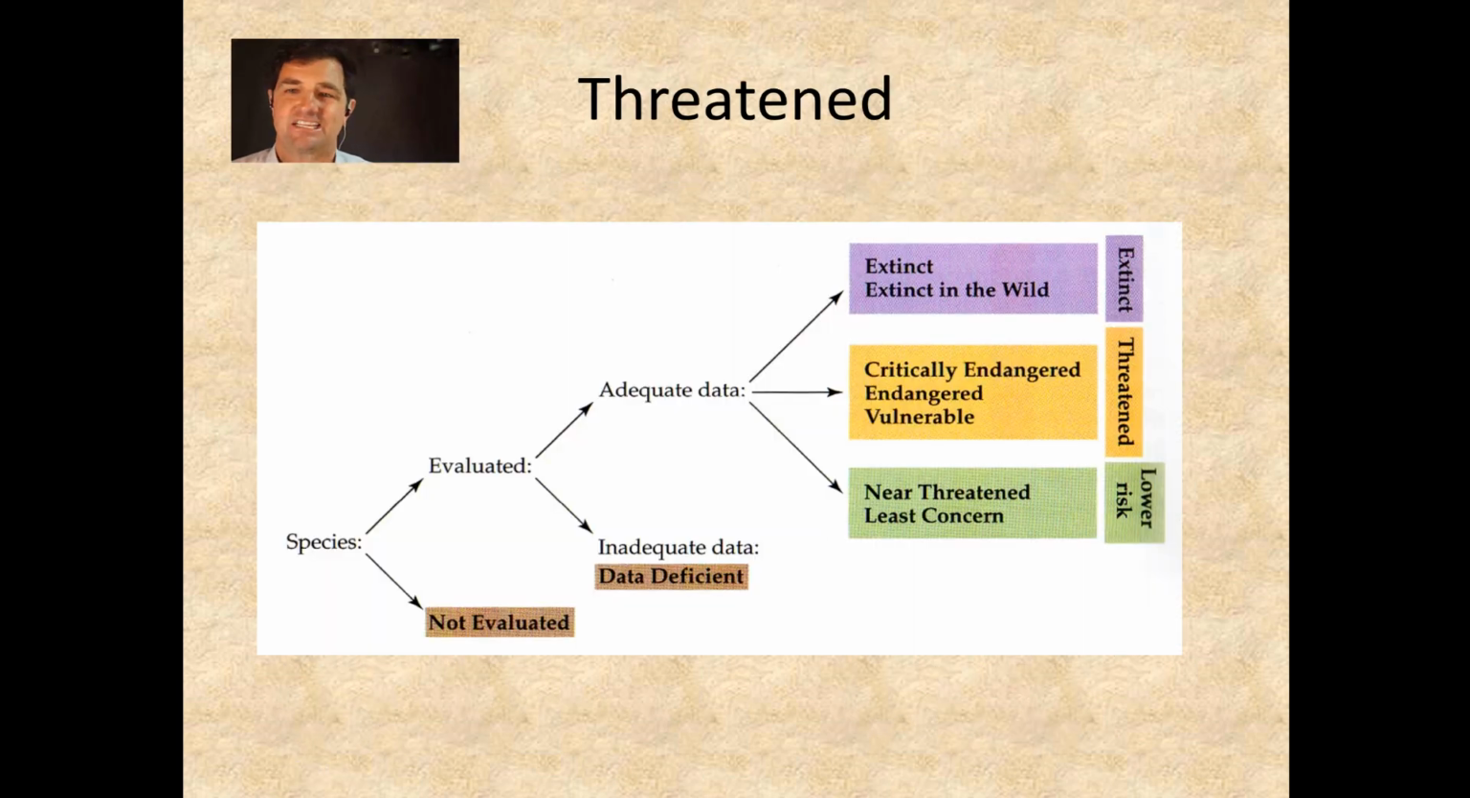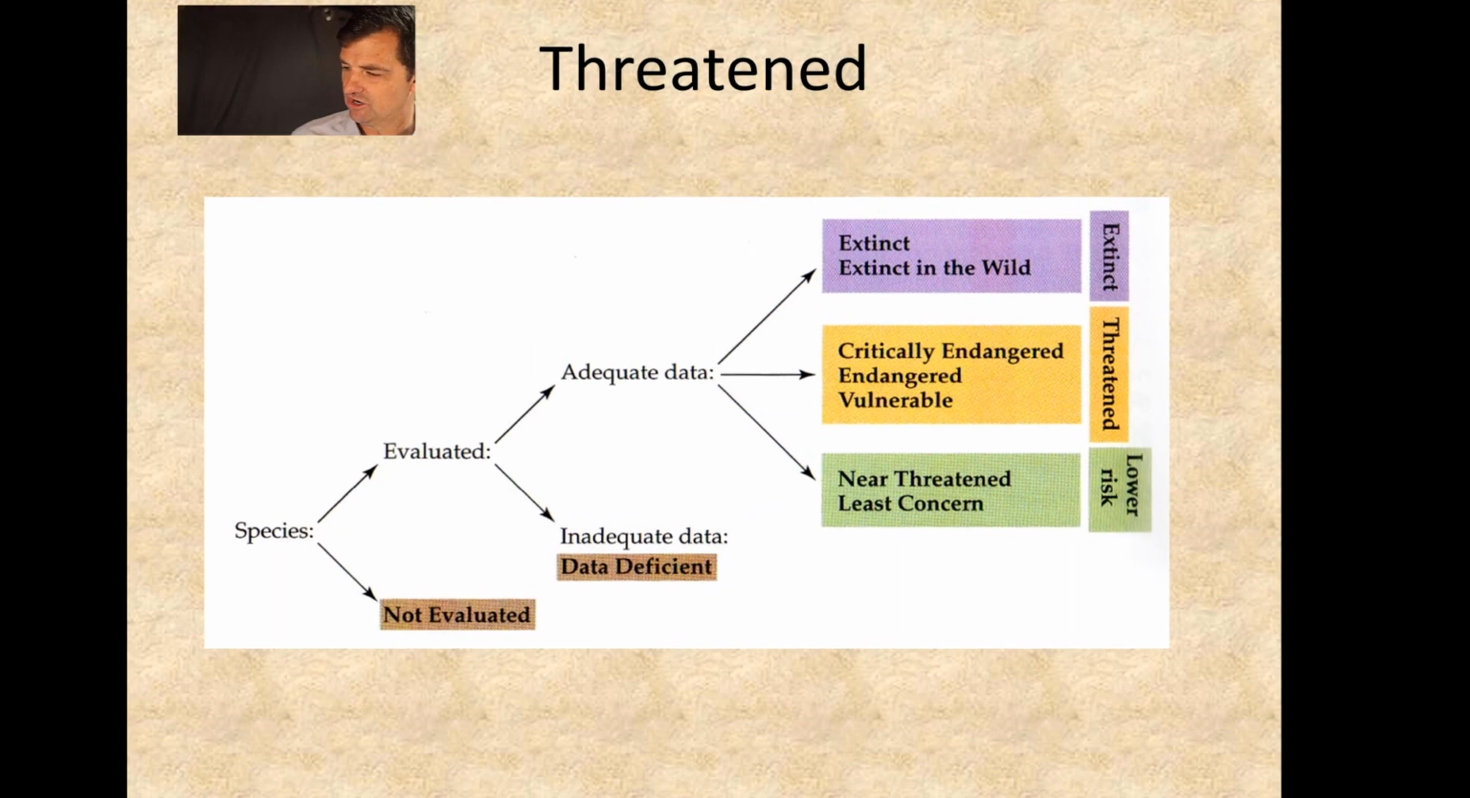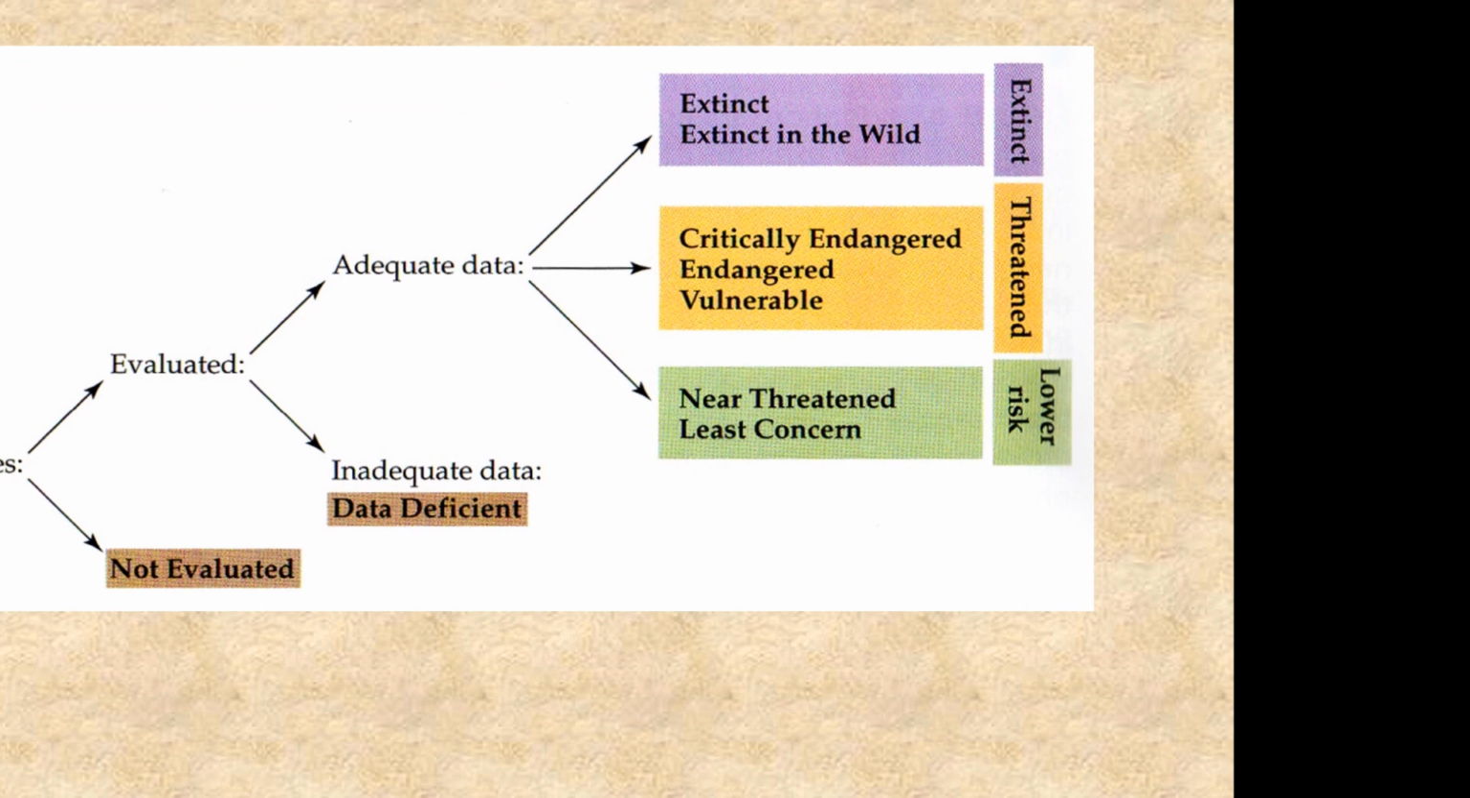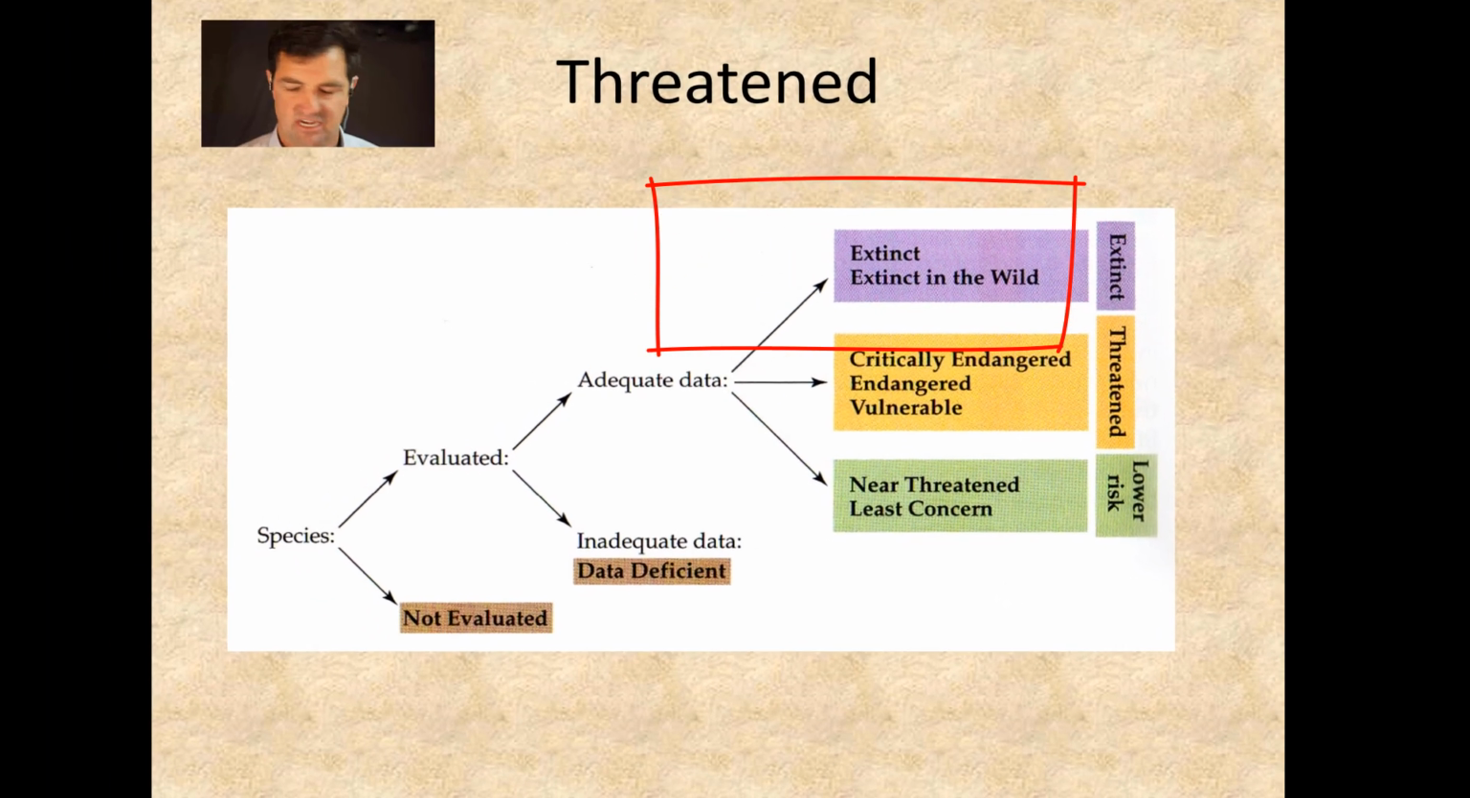All right, the next category in yellow here is what is called threatened. Threatened then comes in three different subcategories, and those are critically endangered, endangered, and vulnerable.